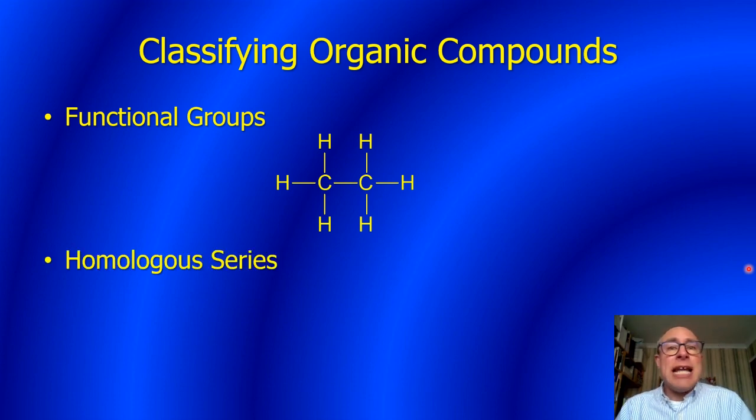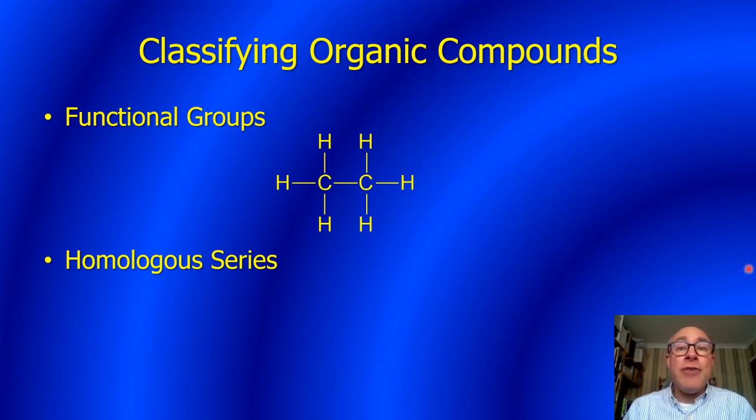The next way that we classify organic compounds is by something called a homologous series. Now, a homologous series is a family of compounds which all contain the same functional group. And because they contain the same functional group, they have very similar chemical properties. There is a trend in their physical properties. So as the molecules get bigger, their melting points get higher because they have stronger intermolecular forces between the molecules.